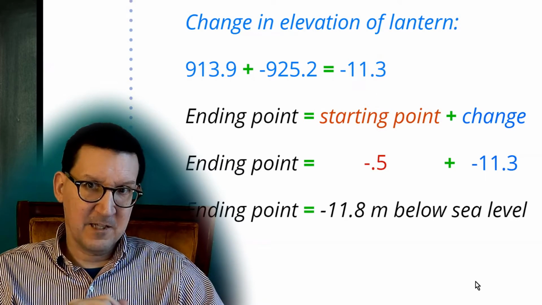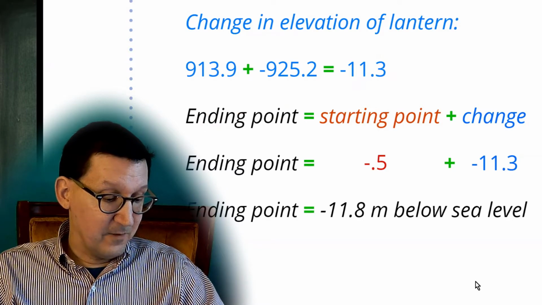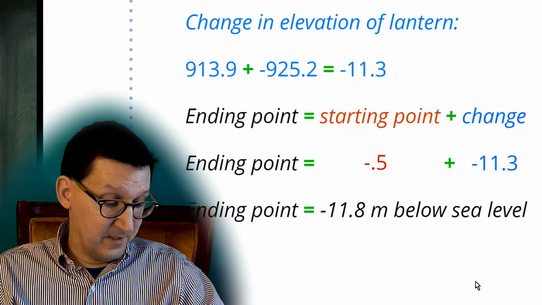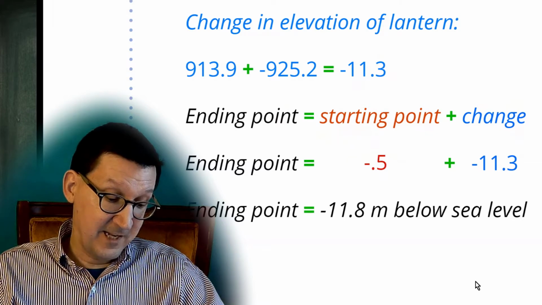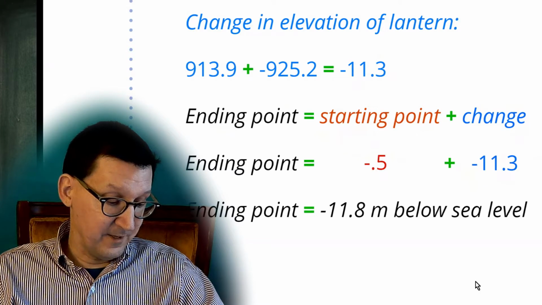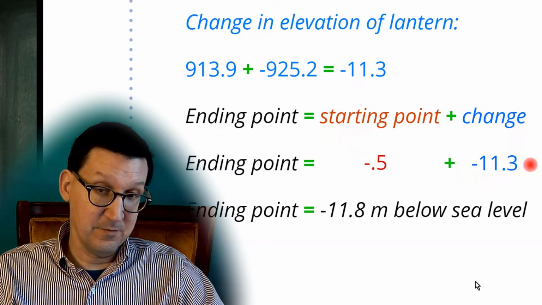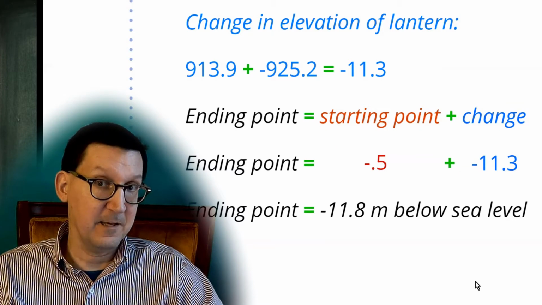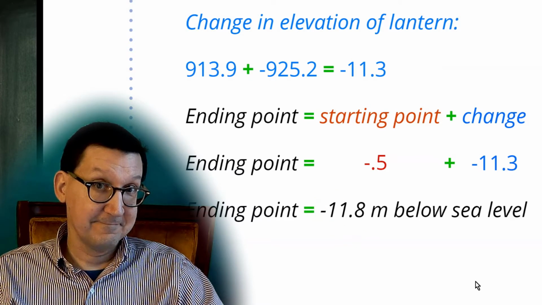And that's not its final resting place because we didn't start at sea level. So to find the ending point, we have to take that point that we started with and then add the change to it. So the starting point was negative 0.5, below sea level. The change was negative 11.3. And so for our ending point, just add negative 0.5 to negative 11.3, right? We're adding two negatives, so we're adding together. And we get negative 11.8 meters below sea level.